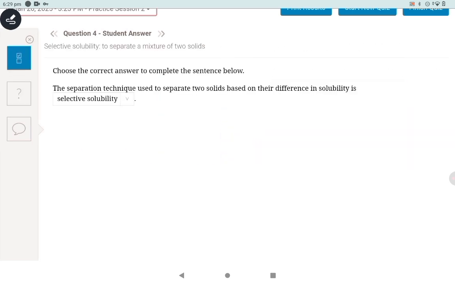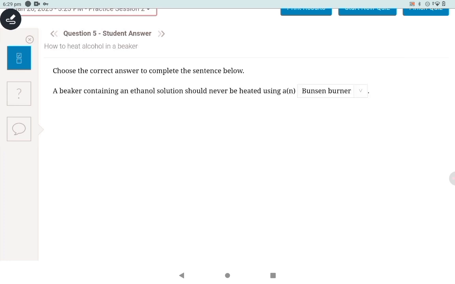The separation technique used to separate two solids based on their difference in solubility. It's kind of evident, it's selective solubility. There's also memorization: a beaker containing an ethanol solution should never be heated using a Bunsen burner. Why? Because ethanol is highly flammable. So keeping it directly over the flame is dangerous. It's not safe. That's why you should use a water bath or electric heater.